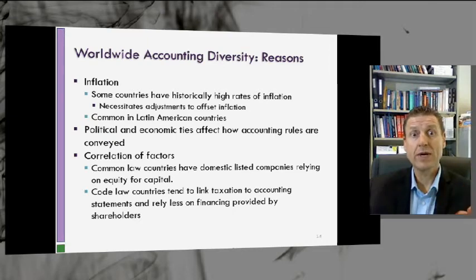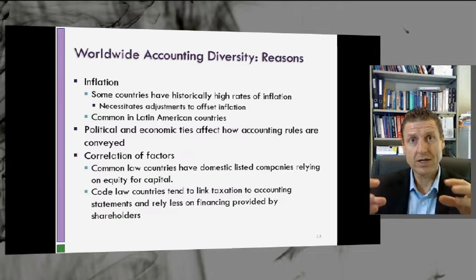Next, political and economic ties, finally, that's our fifth reason, affect how accounting rules are conveyed. And because the Commonwealth, which is the British Commonwealth, all those countries were colonised by Britain, they tend to practice accounting very similar to Britain or the UK. Whereas other countries outside of that Commonwealth will practice accounting differently. So basically what I've taken you through is 5 different reasons for why we get differences in accounting. The legal system, the basis for taxation, providers of finance, inflation, and whether you have close political and economic ties.